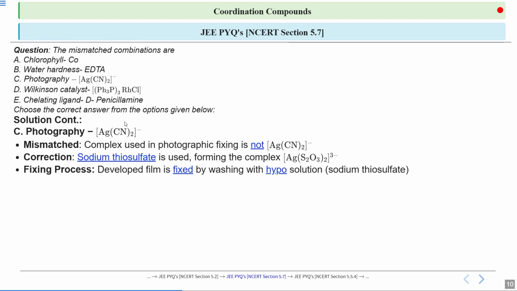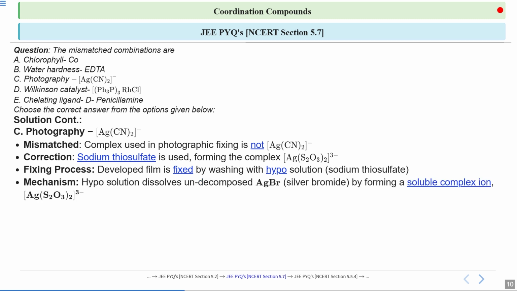So we don't use this complex anion, given as a match with photography, in photographic fixing. Actually we use sodium thiosulfate, which forms another silver complex, that is [Ag(S2O3)2]3-, and the fixing process involves the film being fixed by washing with sodium thiosulfate solution.